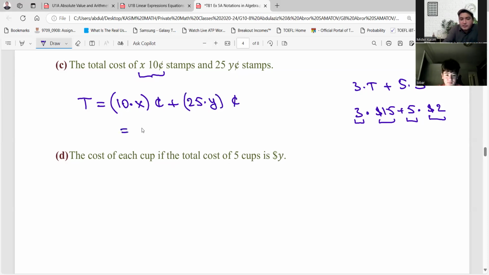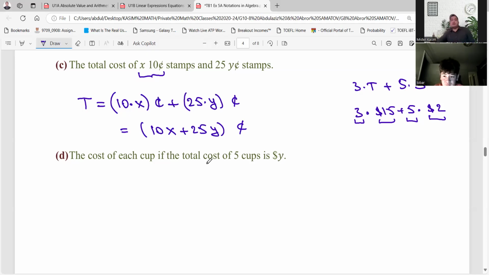And now I'm just going to write it as a single expression. Usually we don't have to write the units. So the total cost will be 10x plus 25y in cents, right? You're buying x stamps, each one is 10 cents, and buying 25 stamps, each one is y cents. So in total, how much should you pay? You should pay 10 times x plus 25 times y. Does it make sense? All right.